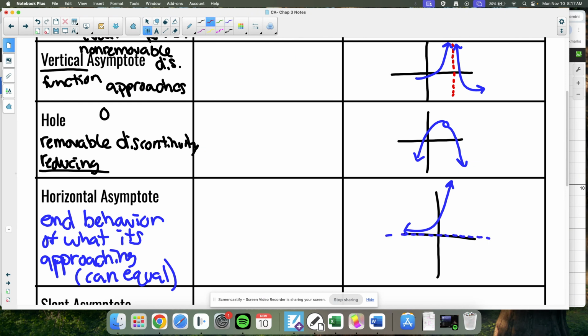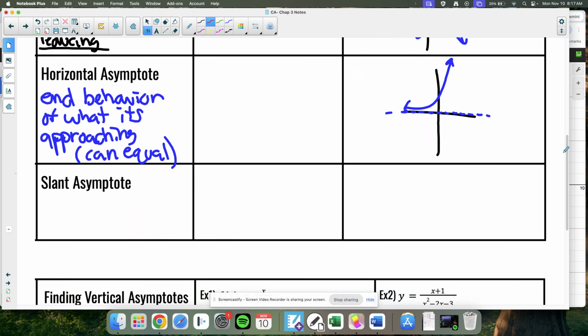Zero. So horizontal asymptotes, it's the same idea, except technically you can cross a horizontal asymptote. Sometimes you'll have pieces of a graph that oscillate around the asymptote, but horizontal, you can technically equal them. Vertical, you cannot.